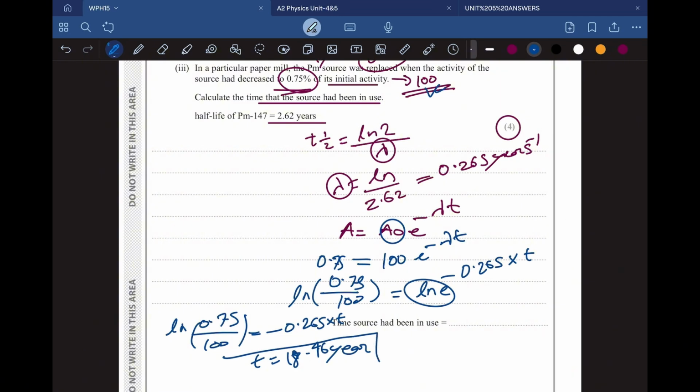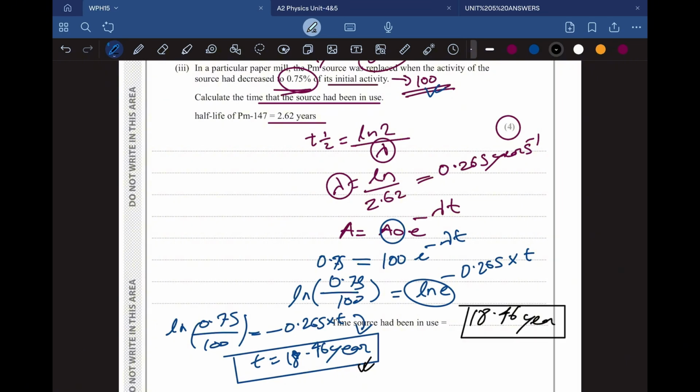This is 18.46 here. Hopefully you guys will be able to do this math because this is very simple math. I didn't do the whole thing just because you are in A2 right now, just doing the physics unit 5 exam. You guys should be able to do this one. So the answer is 18.46.